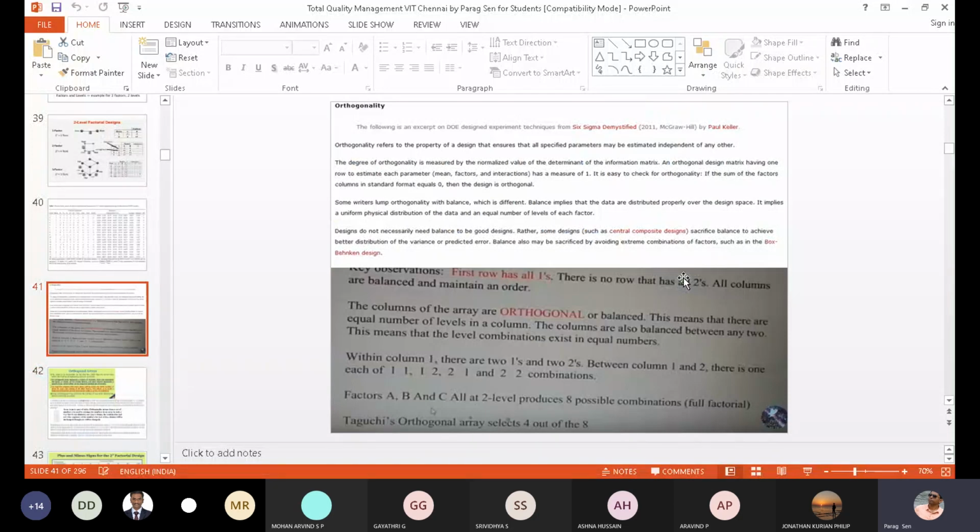But those things are high-level concepts which we are not discussing at BTech level. We are only discussing the basic things. Obviously, RSM and those things are widely used, but those are higher-level courses, so we are not discussing them in this course. Here we need to know just the design of experiments, including full factorial design, fractional factorial design, and Taguchi's robust design. That's it.